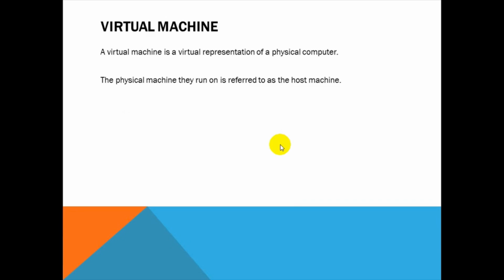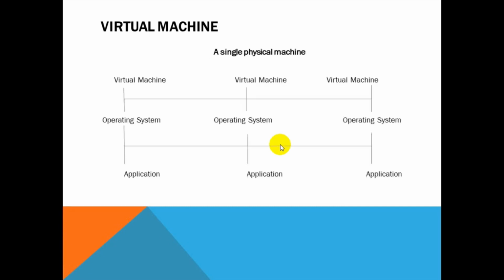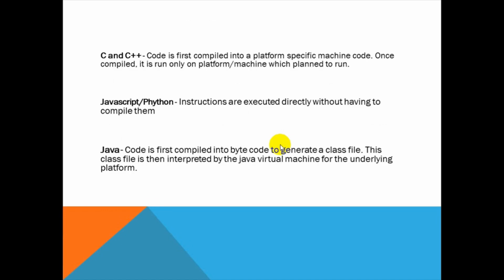Virtual machine. A virtual machine is a virtual representation of a physical computer, and the physical machine they run on is referred to as the host machine. A single physical machine can run multiple virtual machines, each with their own operating system and application.